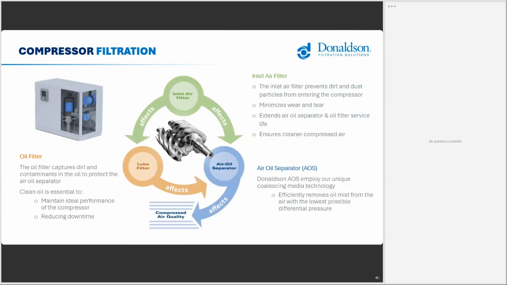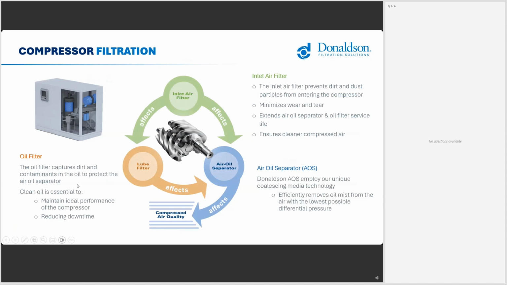And it starts already with the compressor. I explained that briefly. There are these three important filters inside of a compressor. So first, the inlet air filter, which has an effect on the two other filters, on the oil filter and on the air oil separator. So the more particles and contamination you can remove already by the inlet filter, the less will end up in the oil filter or in the air oil separator.